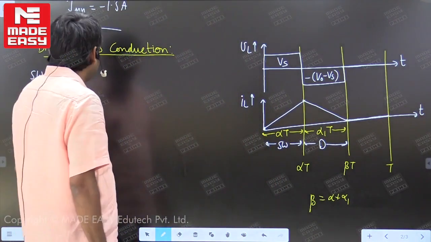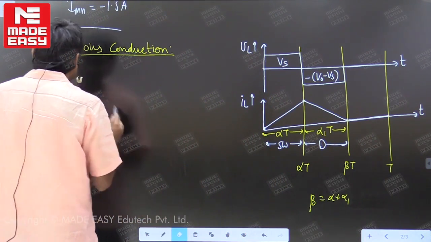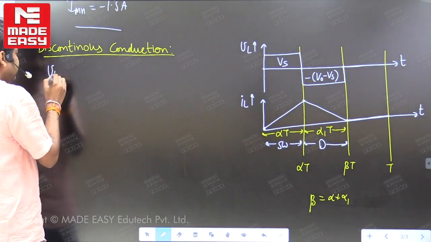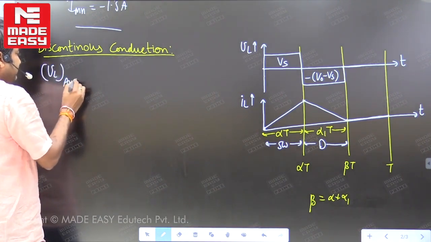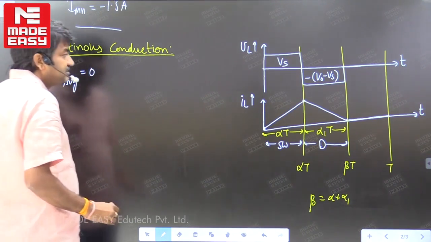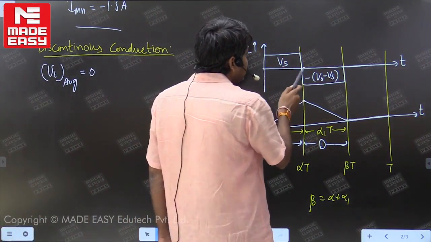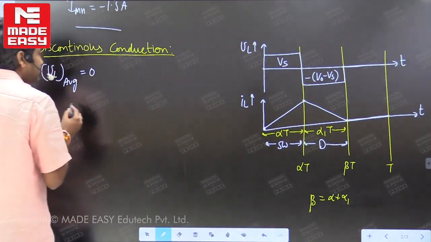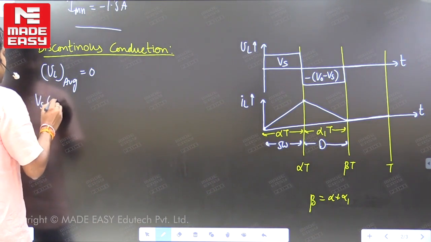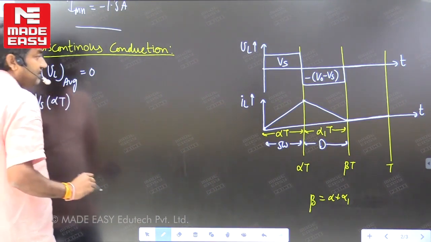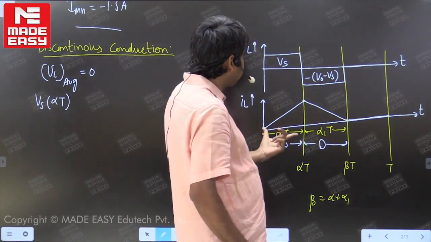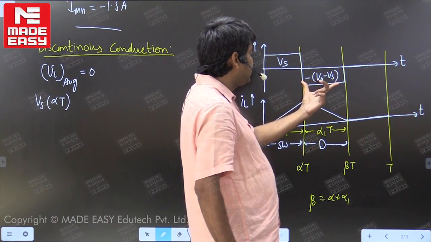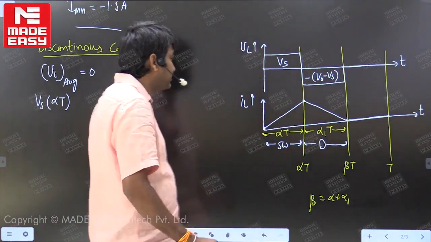Now after reaching steady state, VL average should be equal to 0. So this area plus this area, total area should be 0. Then only VL average is 0. So what is this positive area? Positive area is Vs into alpha into time period. So this area, Vs into this length, is alpha into time period. Plus what is this negative area? Minus of V0 minus Vs into time, which is alpha 1 into T.